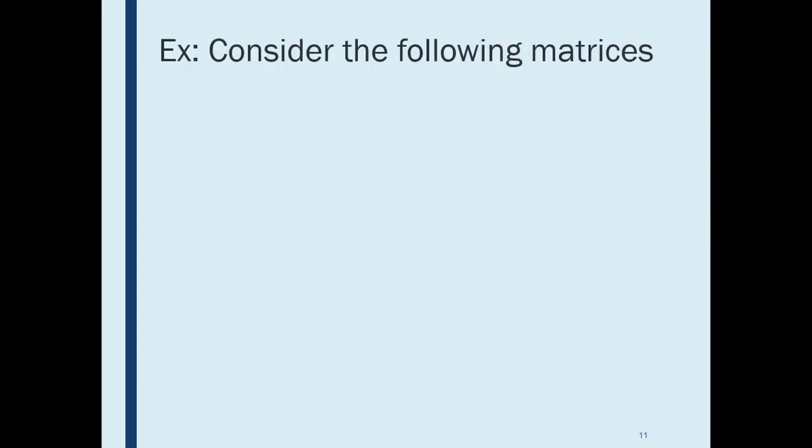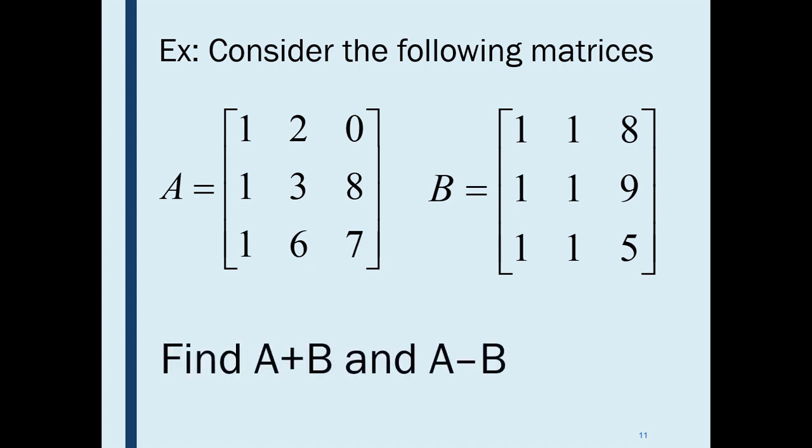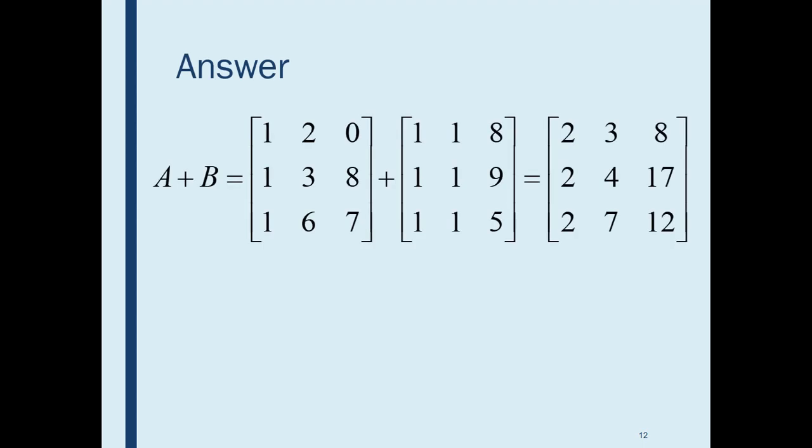Consider another example, again matrix A and matrix B, and you are supposed to find A plus B and A minus B. So first check the condition to be satisfied for addition and subtraction, and we can see both matrix A and B have the same order, 3 by 3.